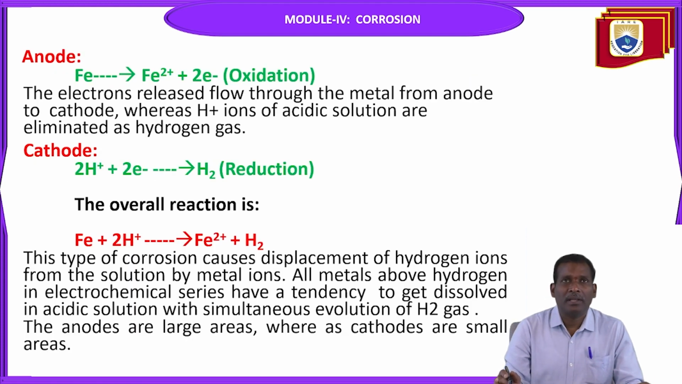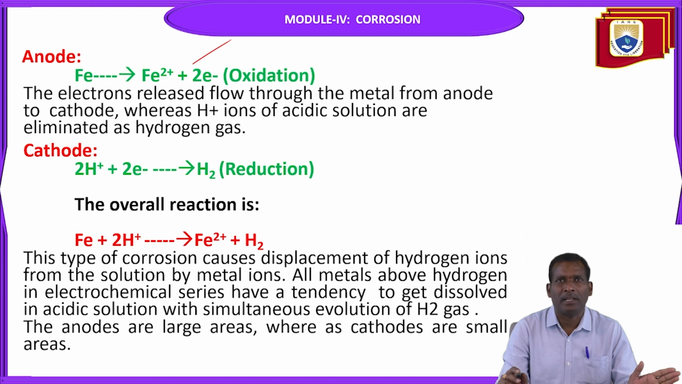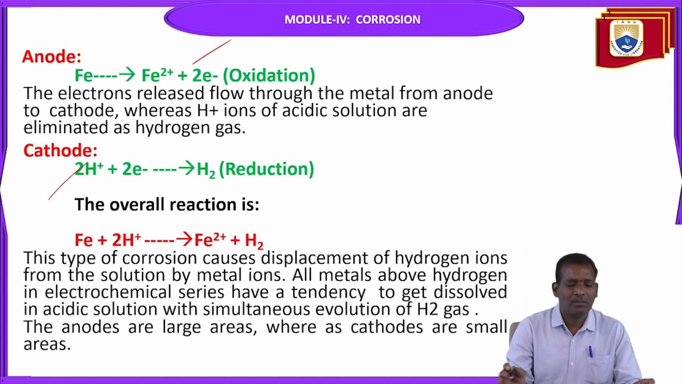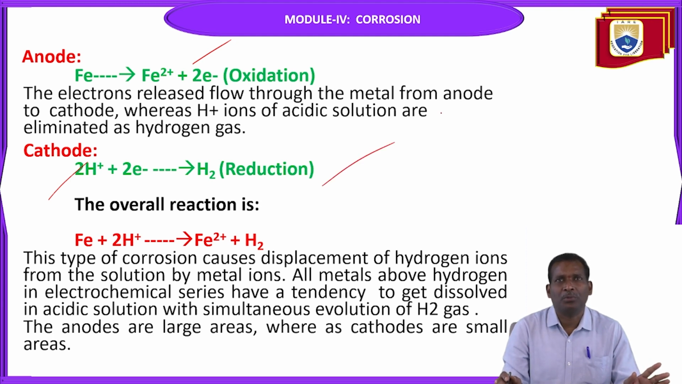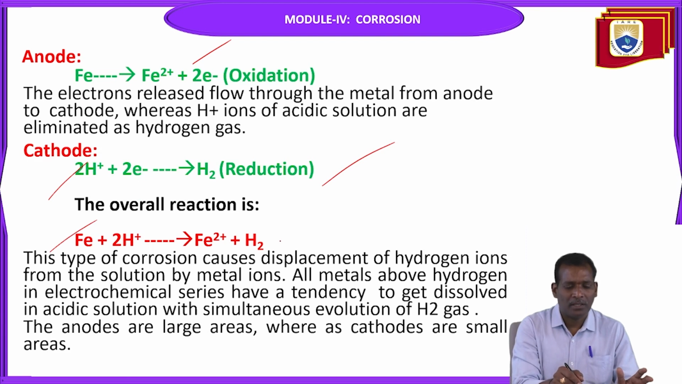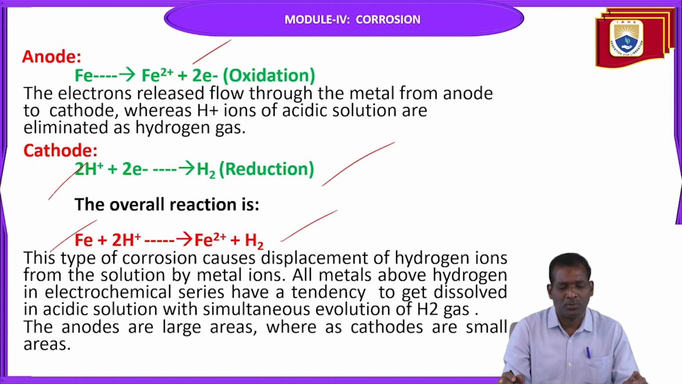See the anode reaction: ferrous, Fe2+ ions, Fe gives Fe2+ plus 2 electrons. That is oxidation. The electrons released flow through the metal from anode to cathode. Whereas H+ ions of the acidic solution are eliminated as hydrogen gas. So at the cathode, 2H+ plus 2 electrons gives H2, that is the reduction. The overall reaction between the ferrous and hydrogen, Fe plus 2H+, you can write Fe2+ plus H2.